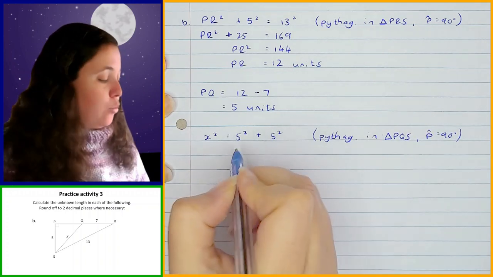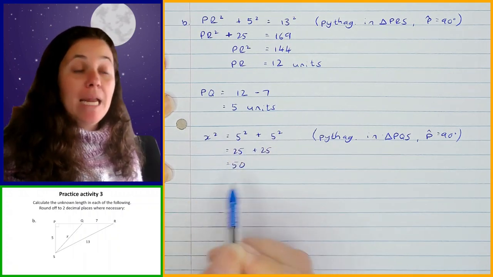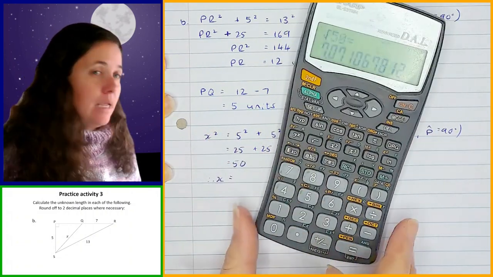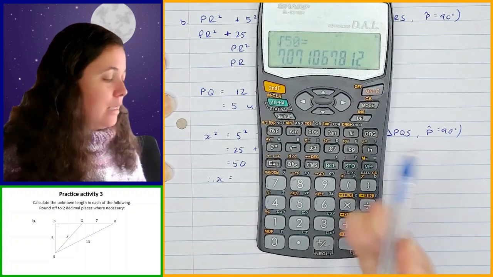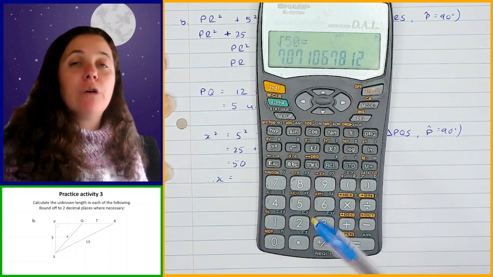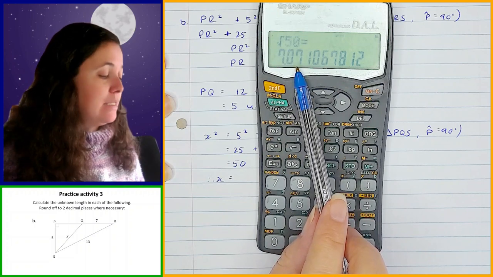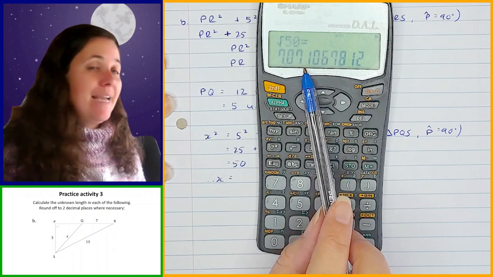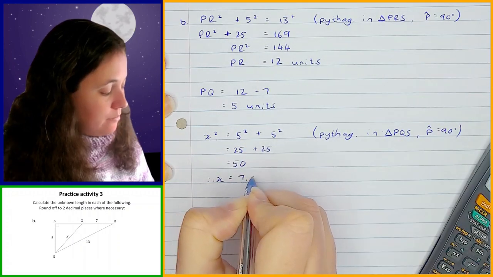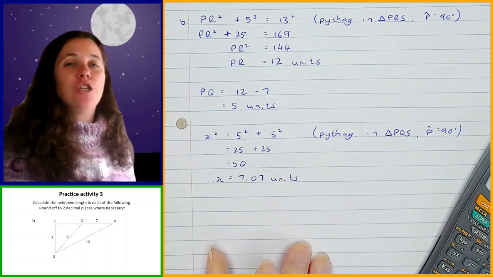Okay, so now let's go and work this out. So we've got 25 plus 25 is 50. So x squared is 50. That means that x is the square root of 50. And that gives us 7.0710678. Again, you were told to round this off to two decimal places, which means we're going to look over here at the 7, which is our second decimal place. What must I do to that? I look at the next digit. It is less than 5, so this is going to stay as it is. So it's 7.07. And that is units. And that's what we should have got for that question.